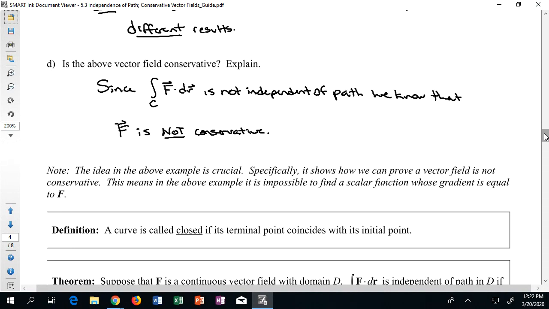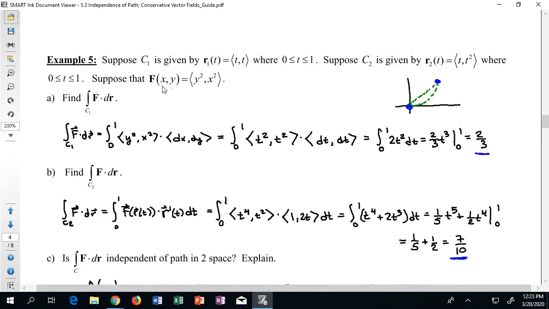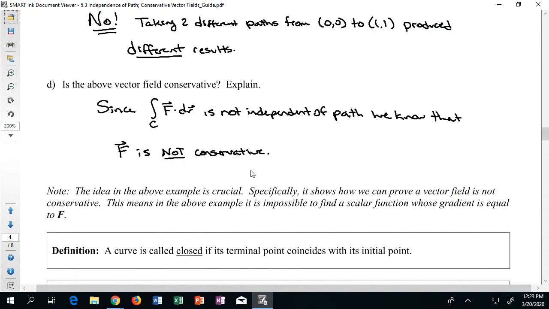So this idea is really powerful. It shows us how we can actually demonstrate or prove that a vector field is not conservative. Okay. Of course, what that means is that if it's not conservative, it would be, as I state here, impossible to find a scalar function whose gradient comes out equal to this value of f. Like you could try for the rest of eternity to come up with a little f whose gradient equals this. But what we've been able to discover is it's not possible. No such function exists. Don't even bother wasting your time looking for it. So this is a really, really cool result.